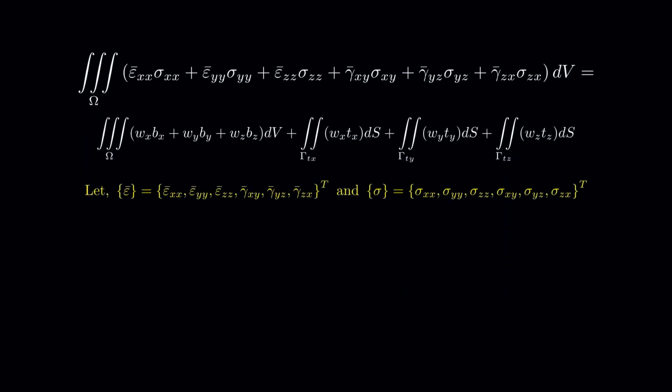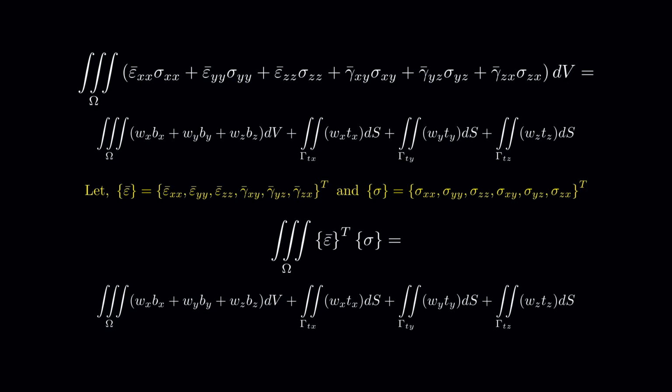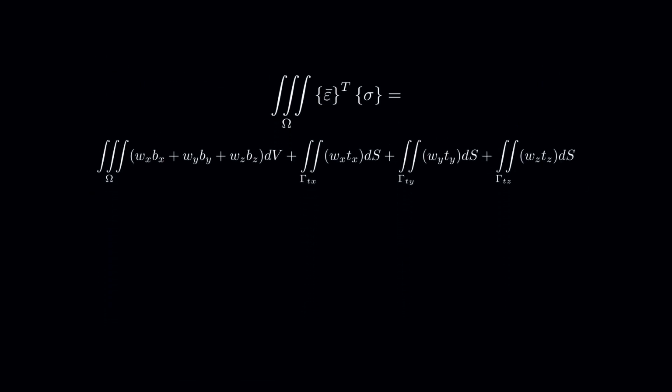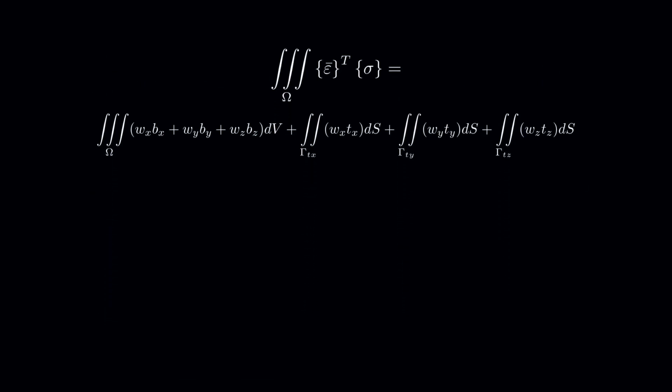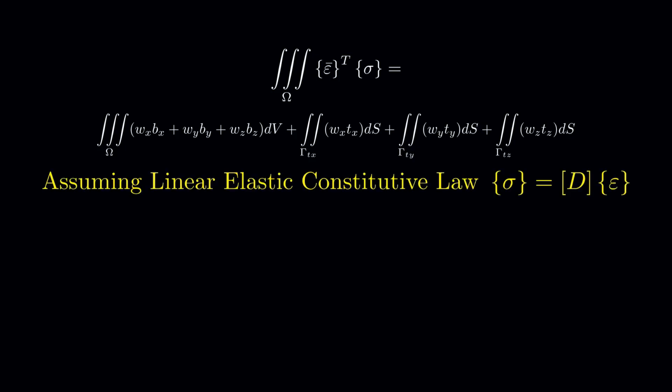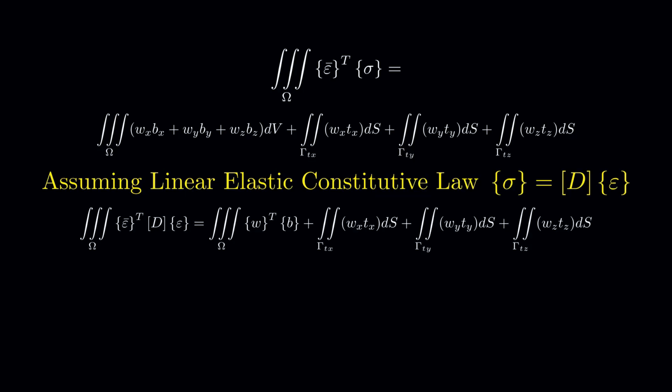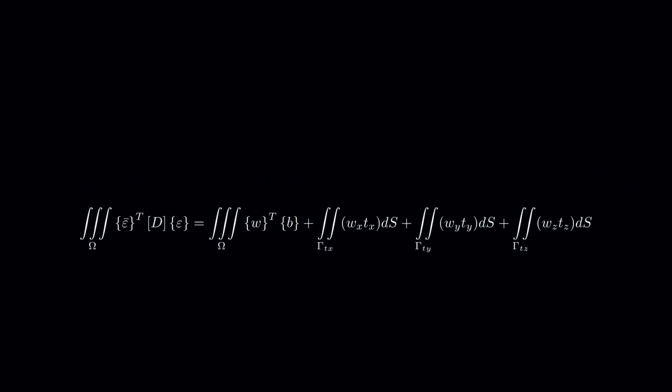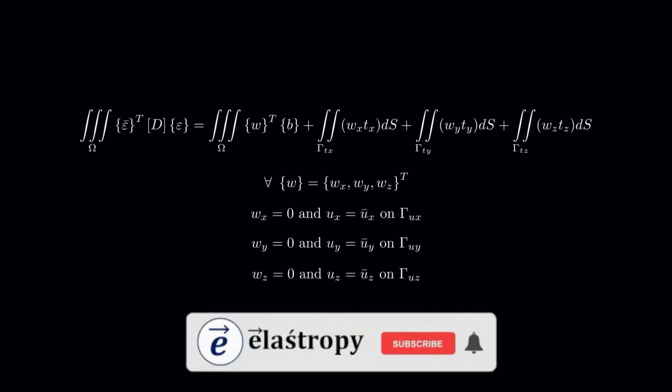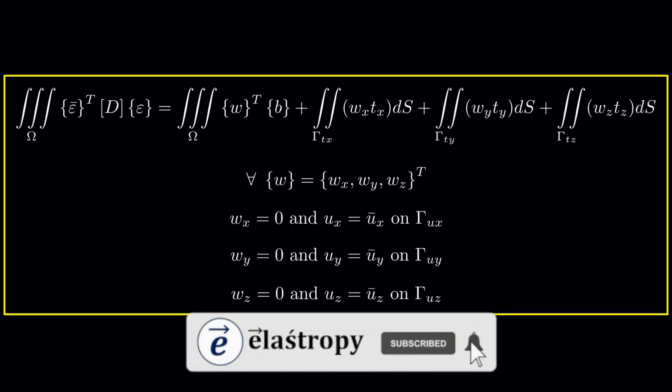Let's assume two column vectors epsilon bar and sigma for various x and y terms in this equation. Substitute these two vectors in the above equation. We get the simplified equation as follows. Assuming the linear elastic constitutive law, and substituting D times epsilon for sigma, we get the following equation. This equation along with the following essential boundary conditions is the final weak form.